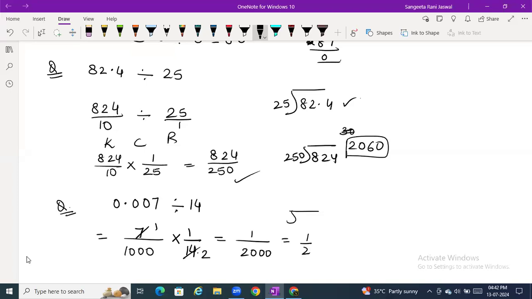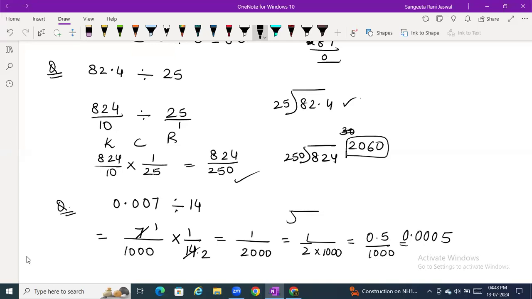What is 1 by 2? What is 1 by 2 in decimal form? Ma'am, 0.5. Yes, 0.5. And then you have 1000 also here, no? So that means your decimal point will shift 3 places towards the left side. From here you have 1 place, 2 places, 3 places. Your decimal point will be here.